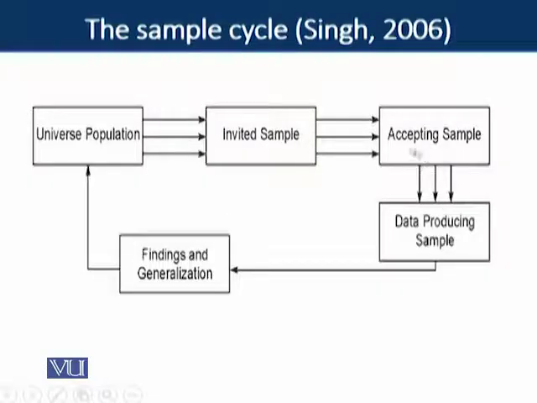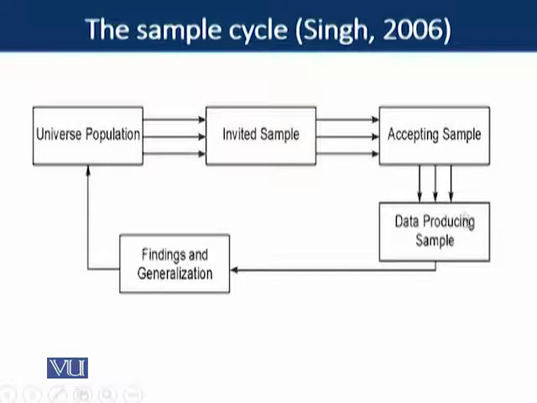And then after the accepting sample is decided, right, you actually collect data, and the data producing sample, who are actually giving you the data, you are drawing data from them, they are also resembling each other. They have features which are common to them, right? So that your reliable sample is available for data, right? So every step, the point is that every step is based on the previous one, and it should be the true representative of the previous step.